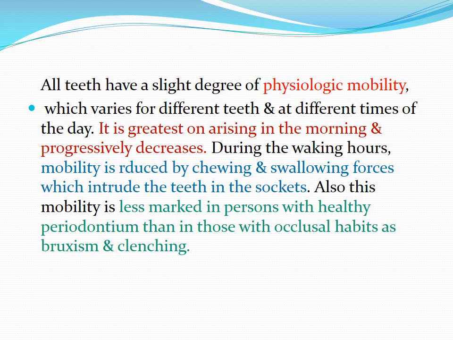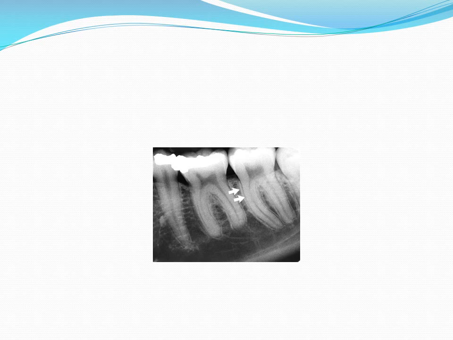So this is a very important point. We should notice that the physiological mobility decreases with time. Also, it is increased in persons with bruxism and in clenchers. In this X-ray, we can see there is widening of the periodontal ligament. This tooth has a normal periodontium, but we can see widening of the periodontal ligament. This may be a sign of increased tooth mobility due to many reasons.